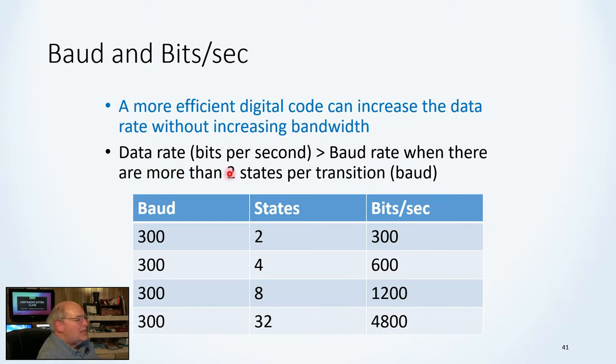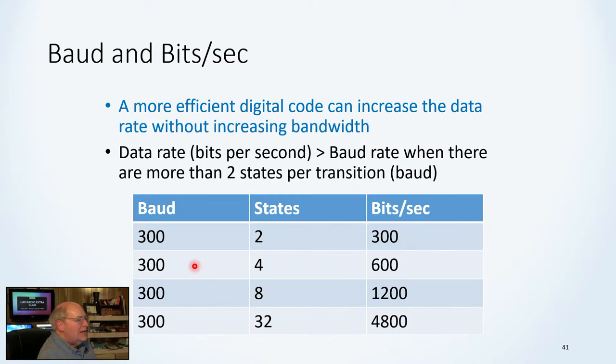Data rate, bits per second, can be greater than the baud rate when there are more than two states per transition. Some of you might remember the very first modems that came out, when your computer could hook up to CompuServe and you could send email, and it was just the coolest thing in the world. Well, the very early modems were only 300 baud. They only had two states, on and off, basically. They were sending digital tones, or audio tones, and bits per second was only 300.